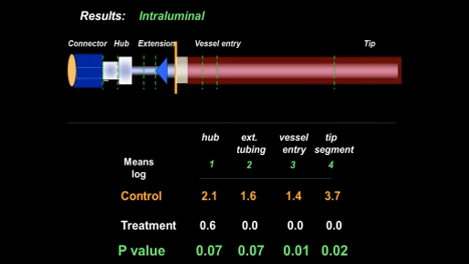The same, looking at the biofilm in the extension tubing, there was growth in the control group, but there was no growth in the extension tubing, in the internal lumen catheter, at the catheter section at the entry to the vessel, and there was no growth in the tip segment either. These did turn out to be statistically significant. But remember, we're only dealing with n's of 3, so that's quite remarkable that there was statistical significance.